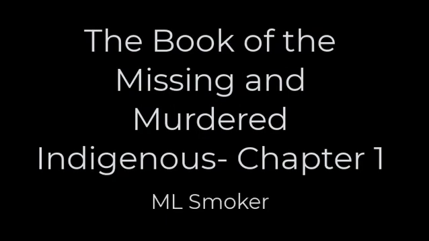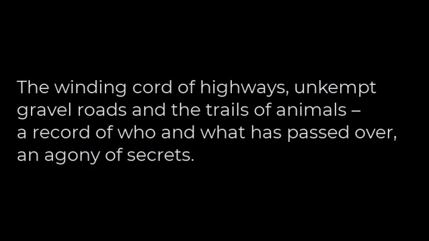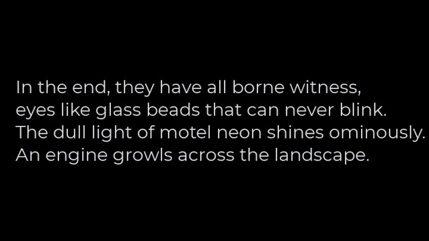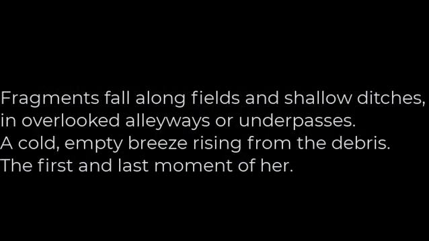The Book of the Missing, Murdered, and Indigenous, Chapter 1, for Natalie Smoker. The winding cord of highways, unkempt gravel roads, and the trails of animals. A record of who and what has passed over, an agony of secrets. In the end, they have all borne witness, eyes like glass beads that can never blink. The dull light of motel neon shines ominously. An engine growls across the landscape. Brittle men who are splintered like glass thrown from a second-story window, and we are the room they leave behind. They are pathetic husks, feeble in spirit. Fragments fall along fields and shallow ditches, in overlooked alleyways or underpasses. A cold, empty breeze rising from the debris. The first and last moment of her.